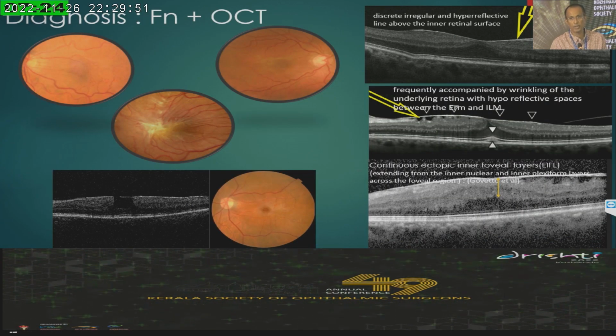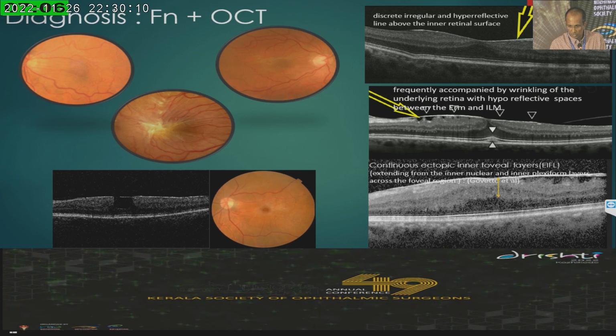Now, as far as the diagnosis, in the early stages it used to be difficult because on fundoscopy we may not be able to see much of that. It may not be that evident, but with the coming of the OCT, it is quite easy because it is very well distinguishable in the OCT as a discrete, irregular, hyperreflective line.